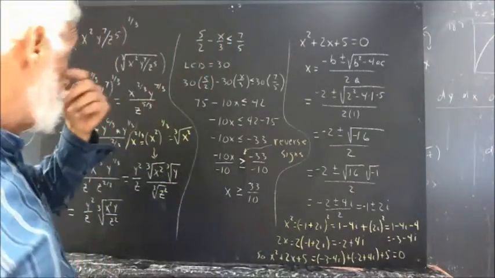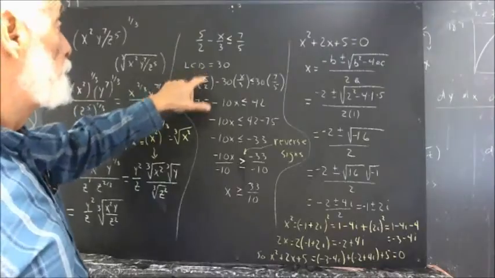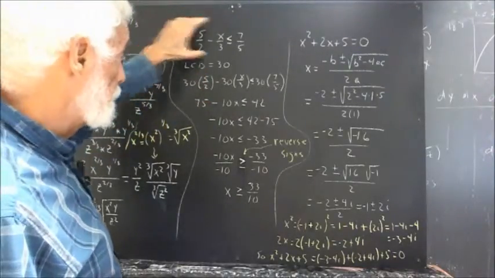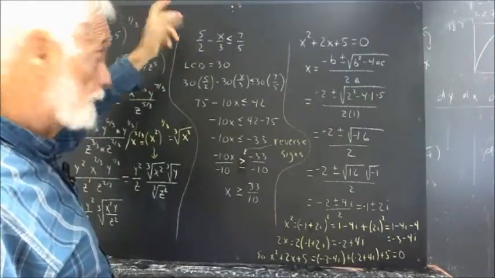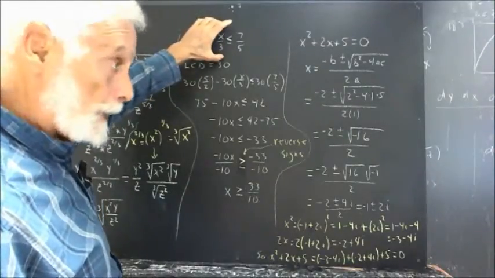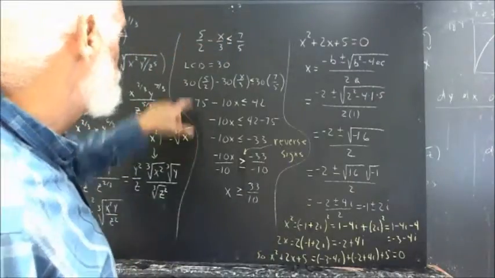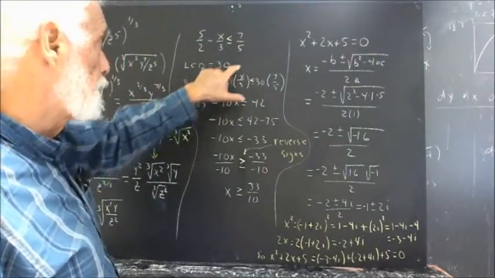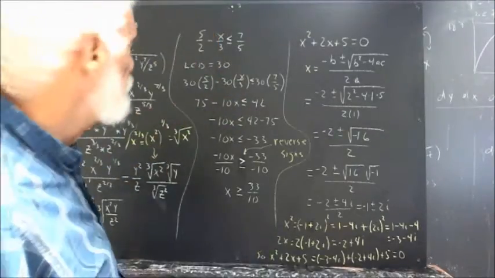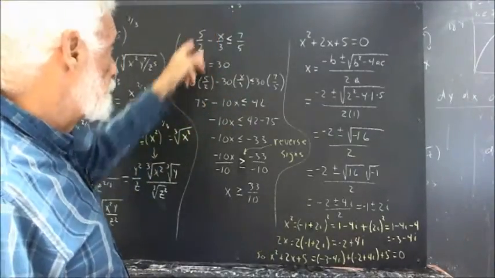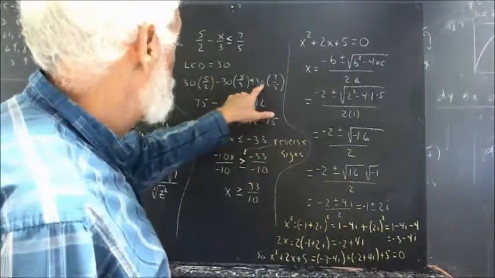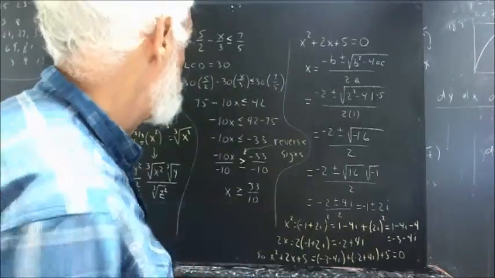Okay, if we multiply both sides by 30, we're going to multiply 30 times this whole side, which means we're going to distribute the 30 through the subtraction of 5 halves minus x over 3. So we're going to have 30 times 5 halves minus 30 times x over 3, less than or equal to 30 times 7/5.